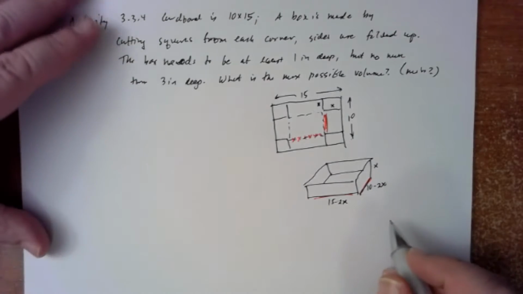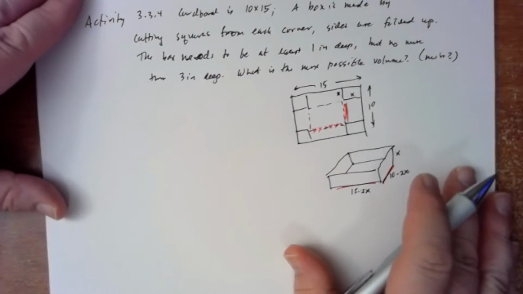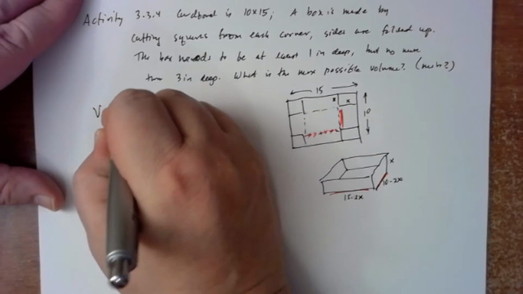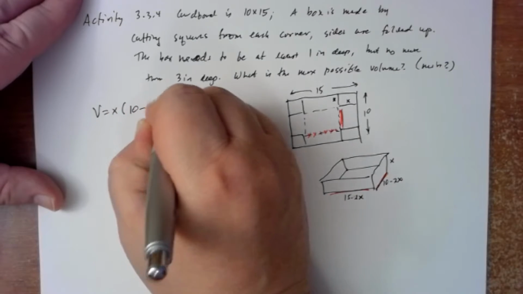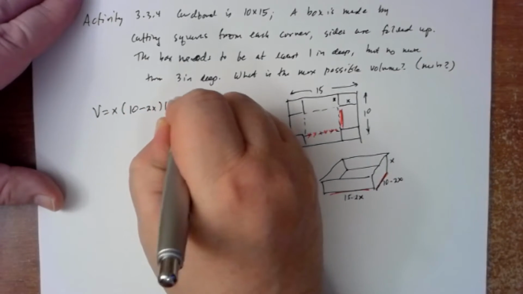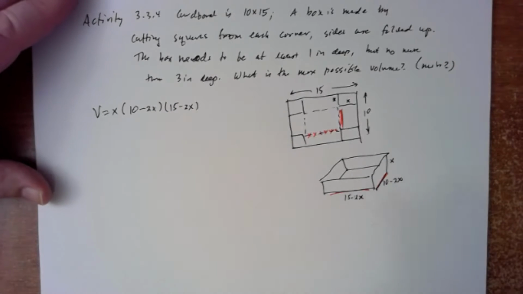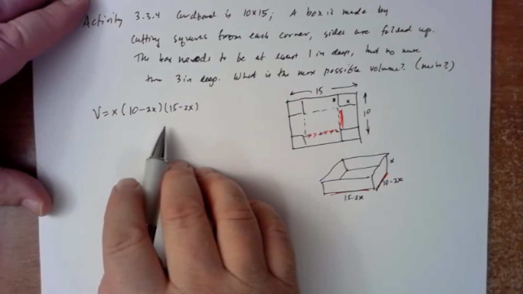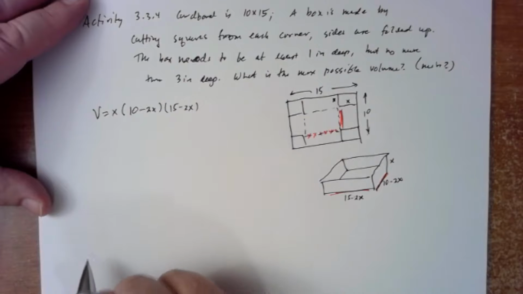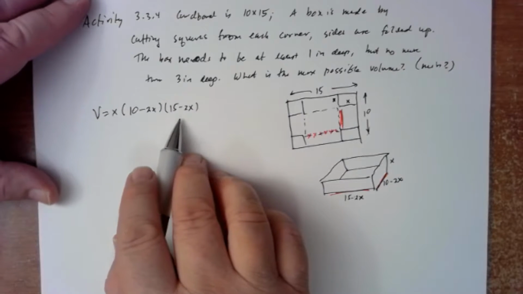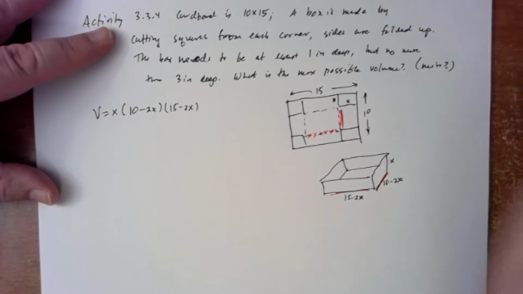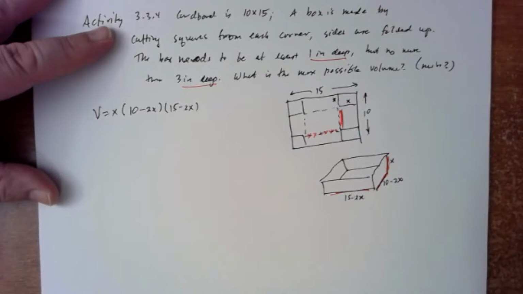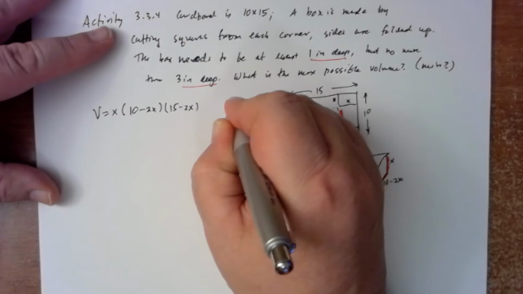Therefore the volume of the box that we're going to try to maximize is going to be the length times the width times the height: x times 10 minus 2x times 15 minus 2x. That's pretty straightforward. That's a cubic polynomial. Now, what are our other restrictions? We're told that the box needs to be at least 1 inch deep, but no more than 3 inches deep. x is the depth, so that means that x is running from 1 to 3.